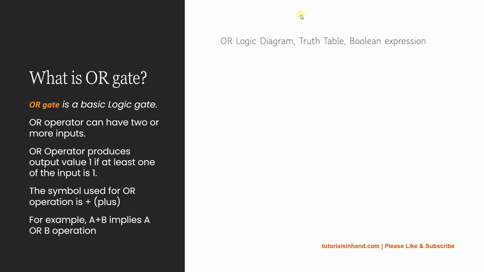So OR gate generally has two or more inputs, and OR gate produces output as 1 if at least one of the inputs is 1. It doesn't matter whether more than one input is 1, the output is still 1. So at least one input value should be 1 to get the output as 1, and the symbol to represent OR operation is a plus sign, something like this.